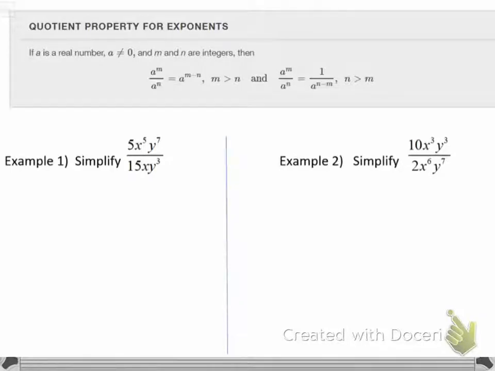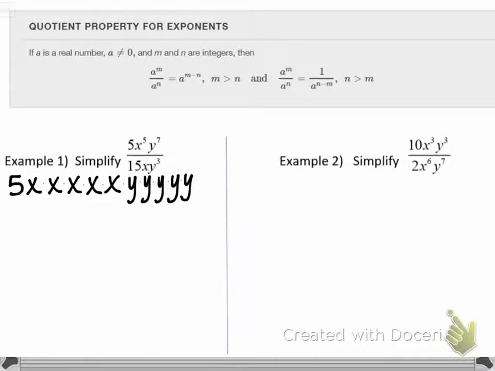The first way, I am going to write out every exponential expression as repeated multiplication. So here's what I mean. In the numerator, 5x to the 5th y to the 7th, I'm going to write that 5, and then I'm going to write 5 factors of x and 7 factors of y. Okay, good. They all fit. Then I have my fraction bar.